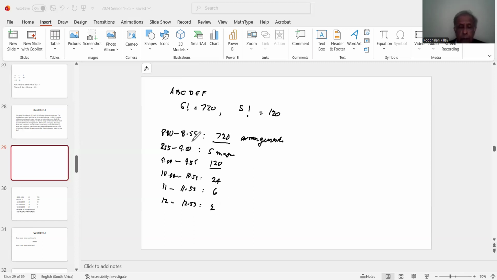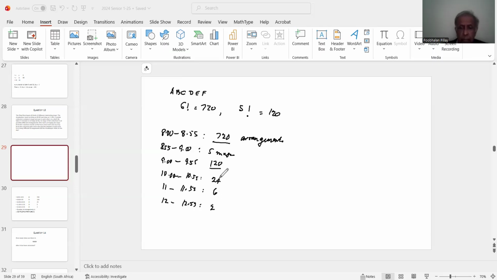Right. So 8 o'clock, 6 factorial. 9 o'clock, 5 factorial. 10 o'clock, 4 factorial. 11 o'clock, 3 factorial. 12 o'clock, 2 factorial. So you get this number. And then the last, he makes those two arrangements, and then he sells the last one in the last 5 minutes.